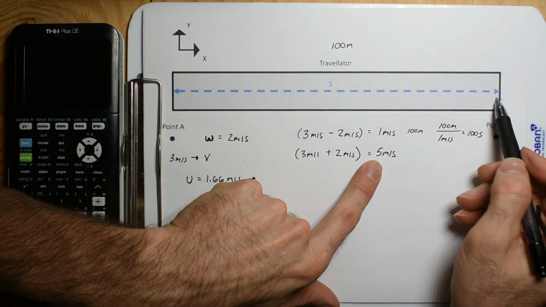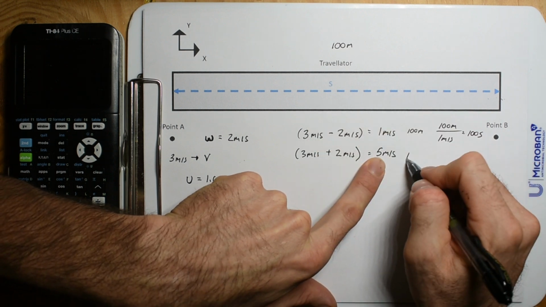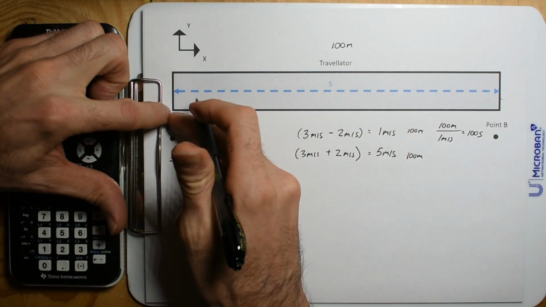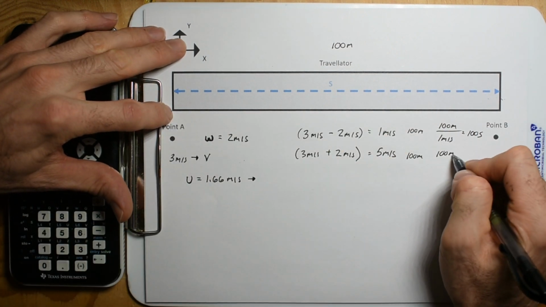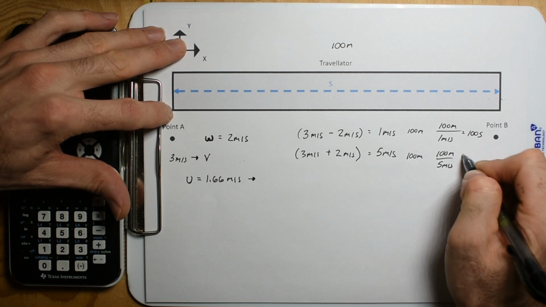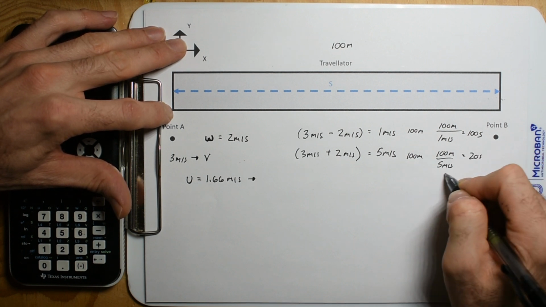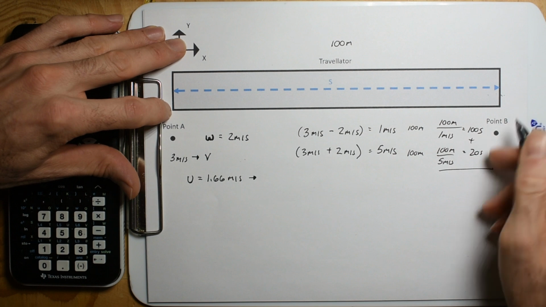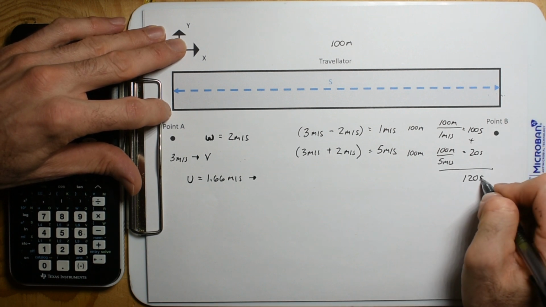So now we have a faster speed of 5 meters per second. We're still going 100 meters to get back to point A. So we're going to have 100 meters divided by 5 meters per second. That's going to be 20 seconds. So then we're going to add these two things up, and we're going to get 120 seconds.